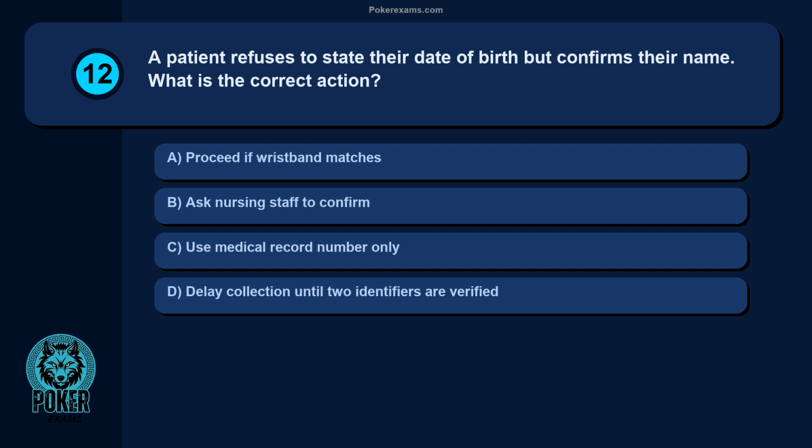Question 12. A patient refuses to state their date of birth but confirms their name. What is the correct action? Proceed if wristband matches. Ask nursing staff to confirm. Use medical record number only. Delay collection until 2 identifiers are verified.